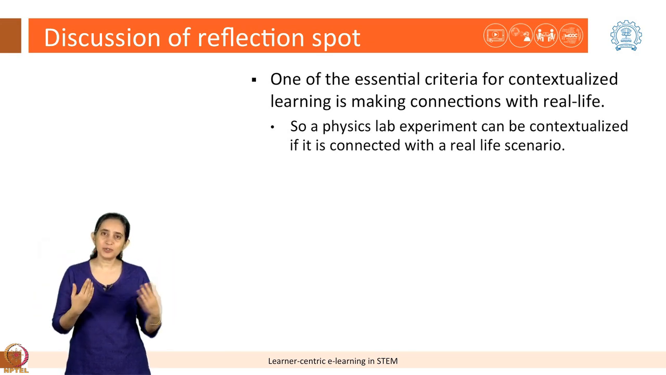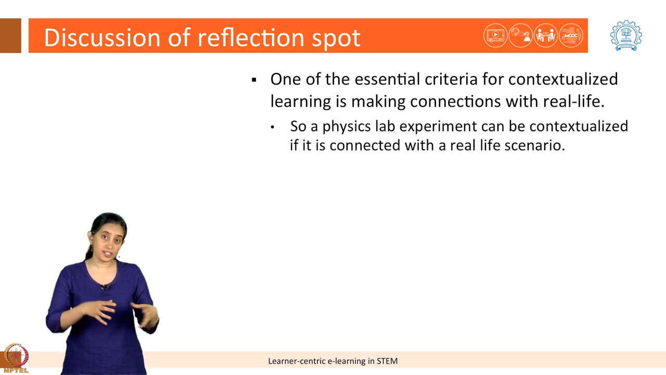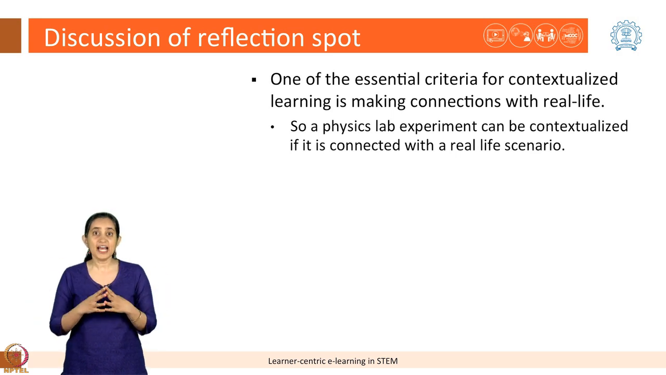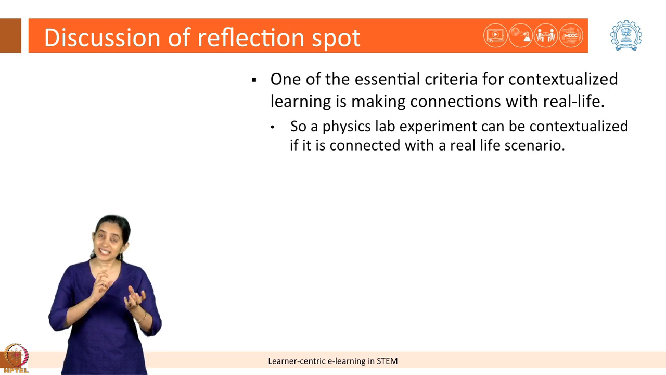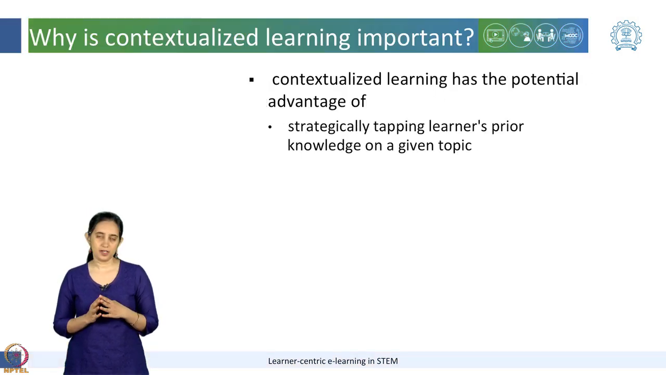So, if learners are able to connect these two situations, the abstract experiment about the knowledge about the circuit with what happens when bulbs burn out in their homes, then it can be considered as contextualized learning. On the other hand, if learners cannot make such connections, then we cannot consider it as contextualizing the learning.